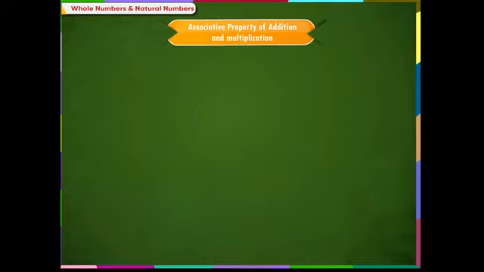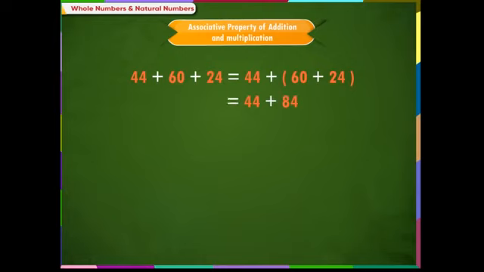Let us see how this property works in making our calculation easier. Example: add 44 plus 60 plus 24. To add these 3 numbers, we can associate the last 2 numbers. That is 44 plus in bracket 60 plus 24 is equal to 44 plus 84, which gives 128.